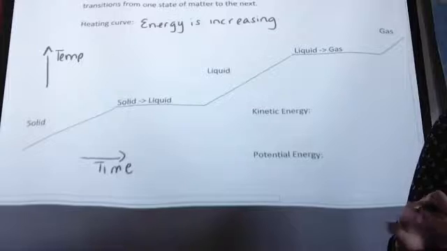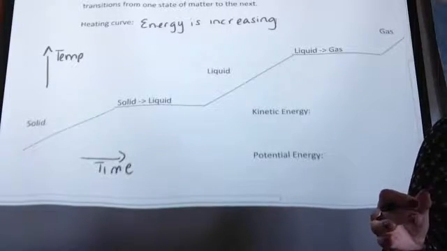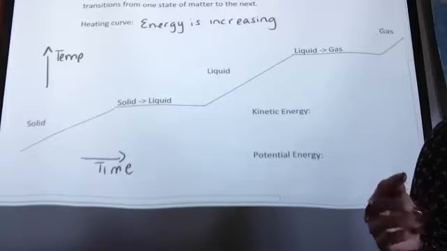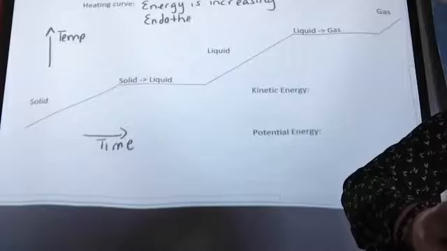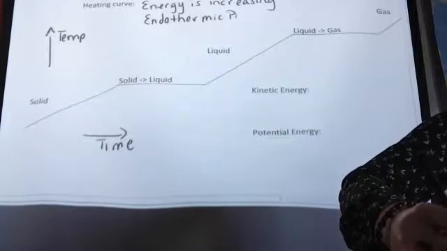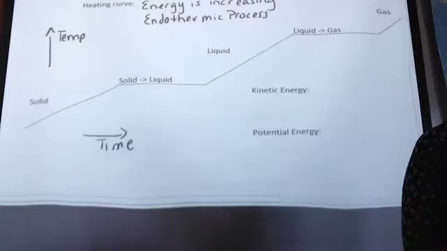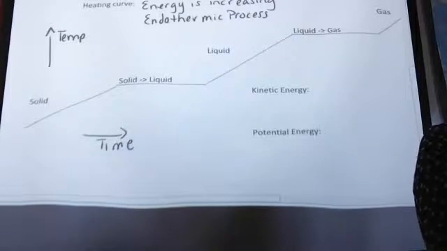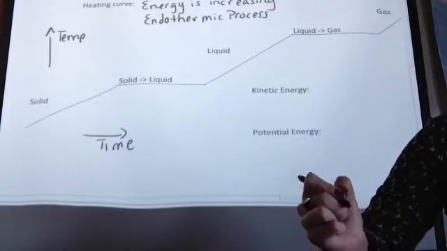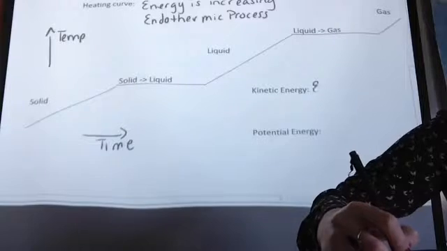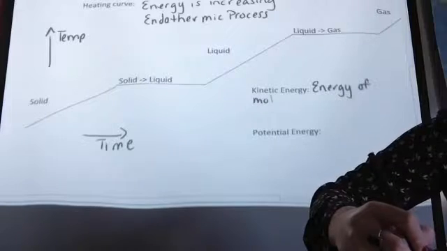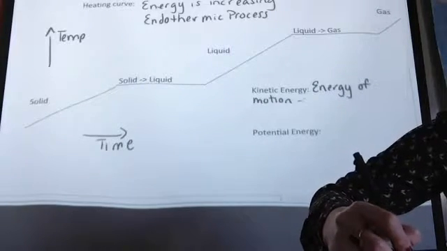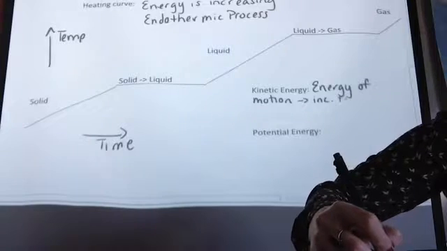And because energy is always increasing, we know that the substance is absorbing that energy, and that makes it an endothermic process. Now, there are two types of energy when we're talking about increasing energy and absorbing energy. One is kinetic energy, and kinetic energy is an energy of motion, meaning that the actual molecules are moving around more, and that increases the temperature.